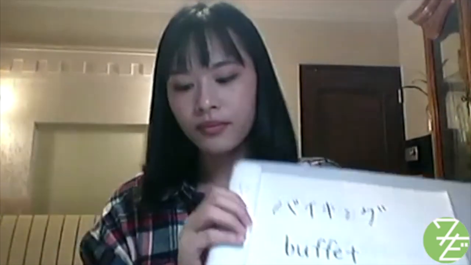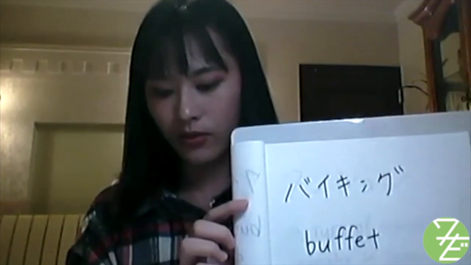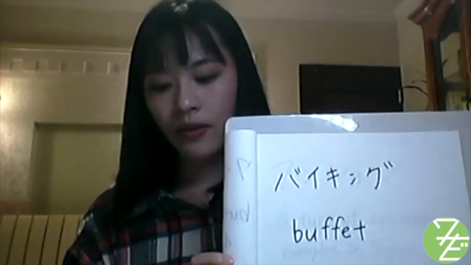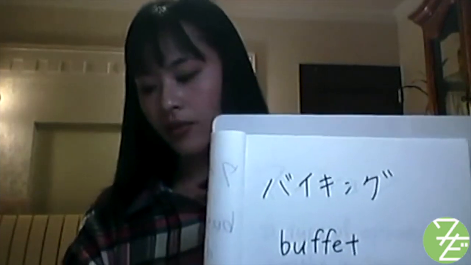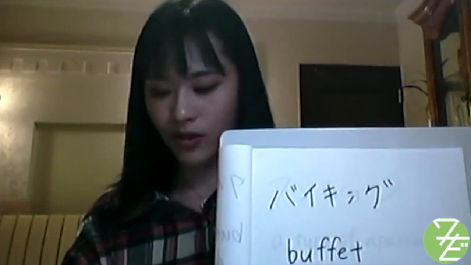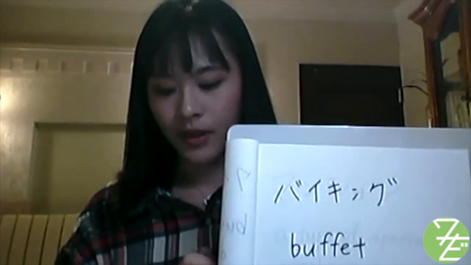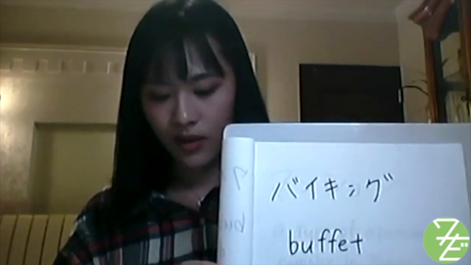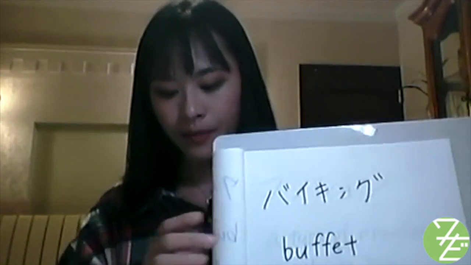The fourth one is Viking. This term refers to buffet, all-you-can-eat style restaurants. You do not have to be scared when someone tells you that they're going to a Viking-style restaurant. There's no helmet with thorns or axes. Viking-shiki restaurant, Viking-style restaurant, means buffet.